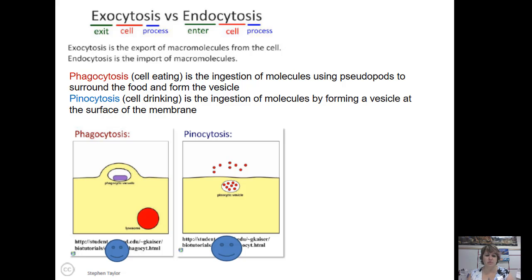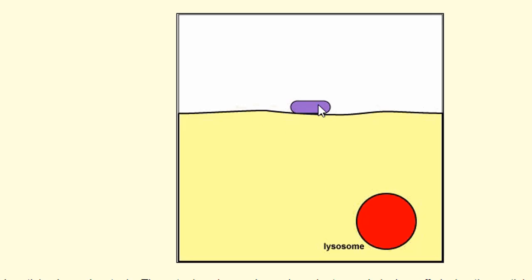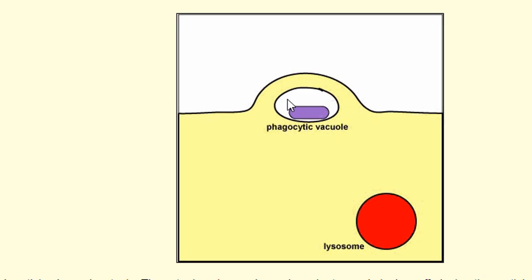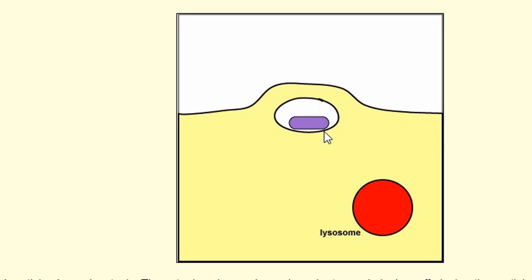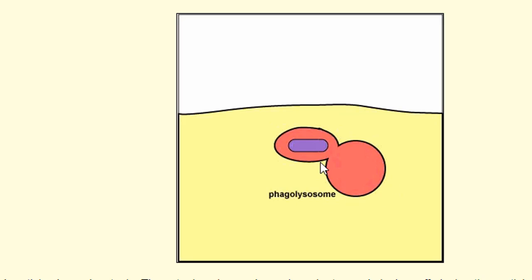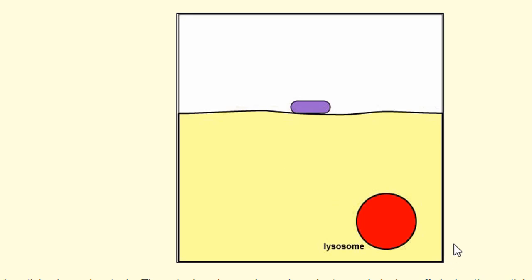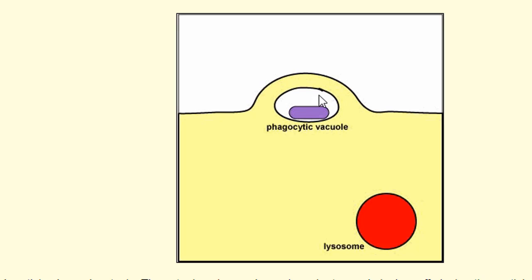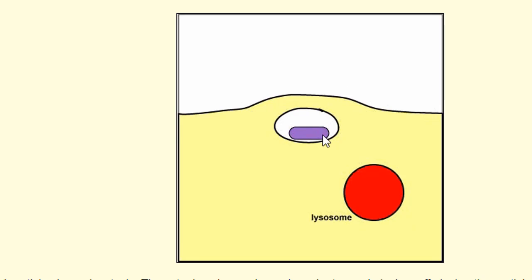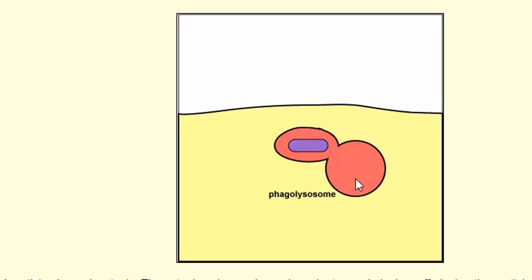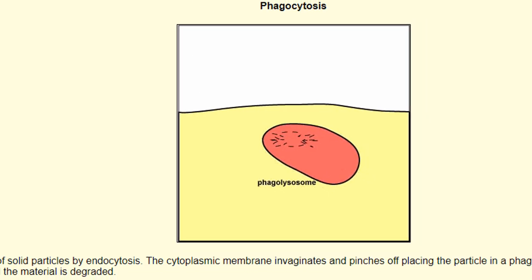I do want to look through this very, very simple animation. It doesn't quite show everything we need. So we have our little bacteria, our cell membrane comes up around, and then we have a vesicle that will then join with a lysosome. Let's watch that one more time. So we have our bacteria, our large molecule. It's being engulfed by the membrane, creating a vacuole. That vacuole will join with a lysosome for breakdown of that molecule.